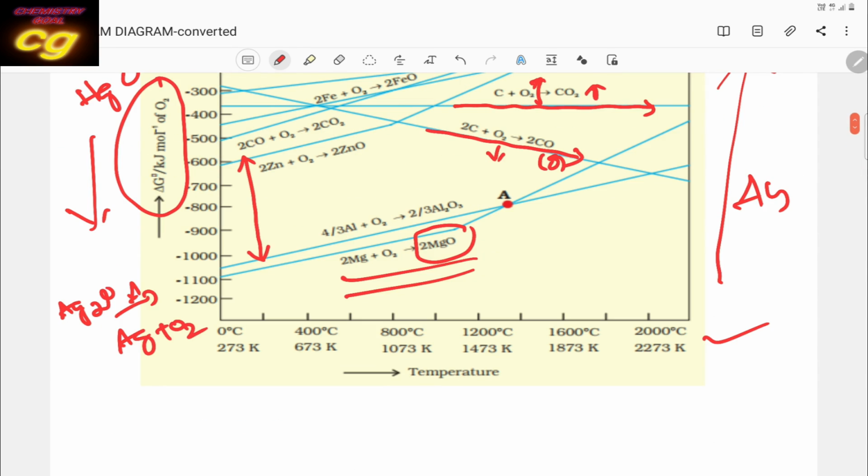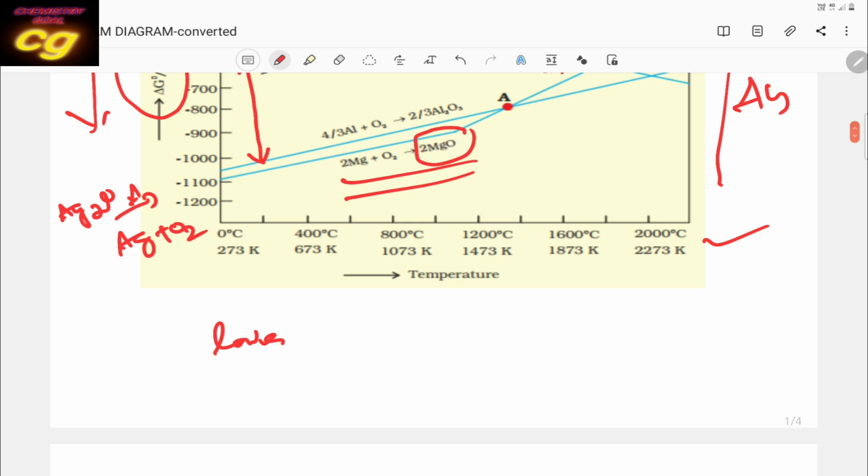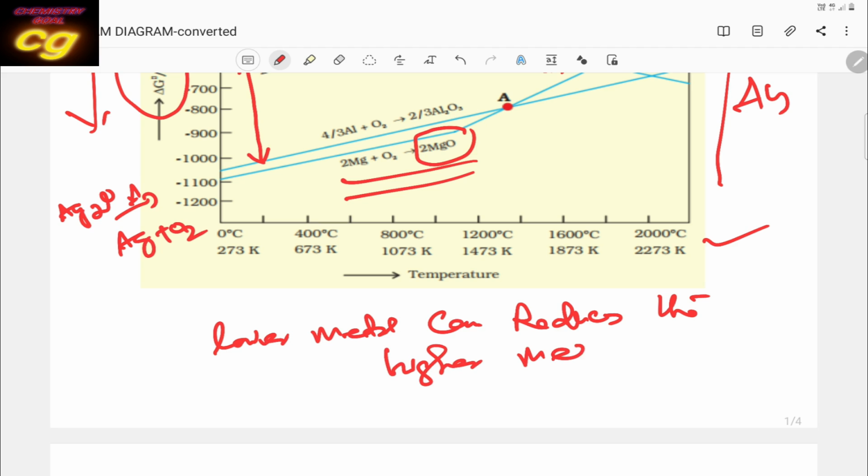What is that point? The graphs which are coming at the bottom, the oxides which are coming at the bottom, that metal oxide is more stable. As the metal oxide is more stable, that metal is more reactive than the oxides coming above. That's why a lower metal can reduce higher metal oxides. This is very important. This lower metal can reduce the higher metal oxides.